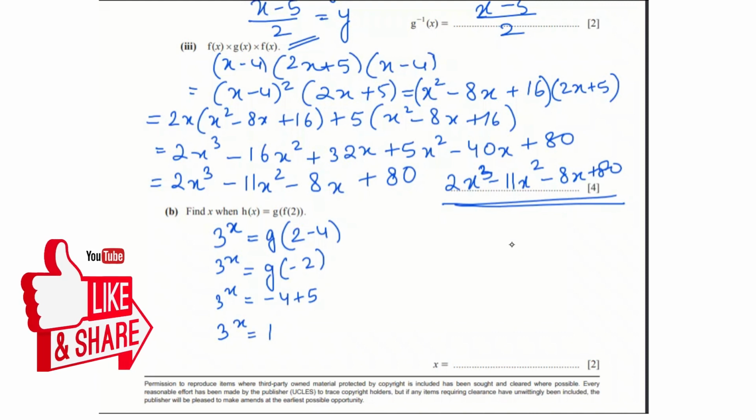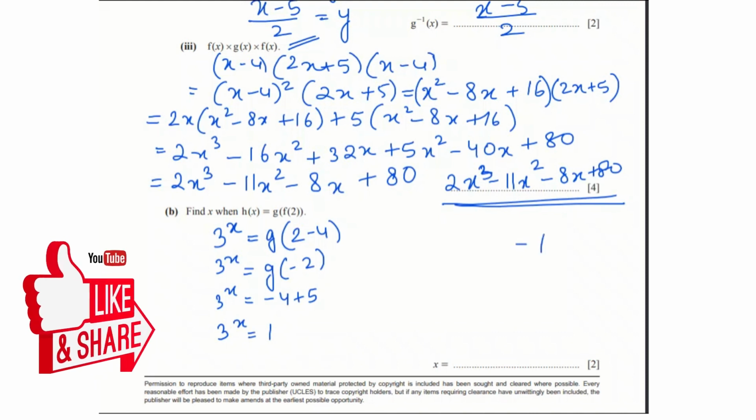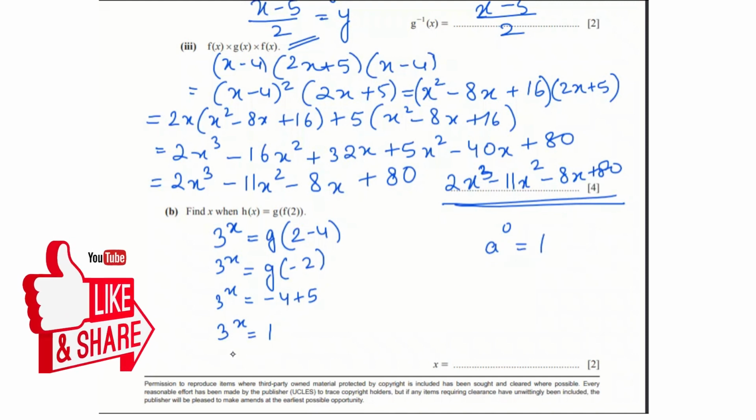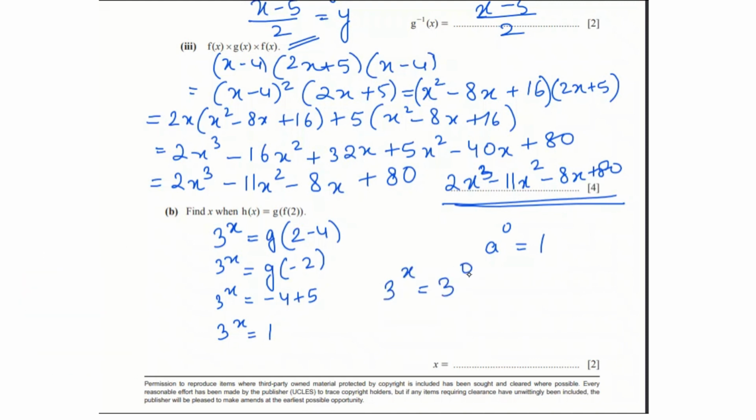So when you have 1, it is something raised to 0, so we have to make the bases the same. So it will become 3 raised to x equals 3 raised to 0. Only when I have 3 raised to 0, I will get 1. Now since the bases are the same, therefore x will be equal to 0. Here we are done.